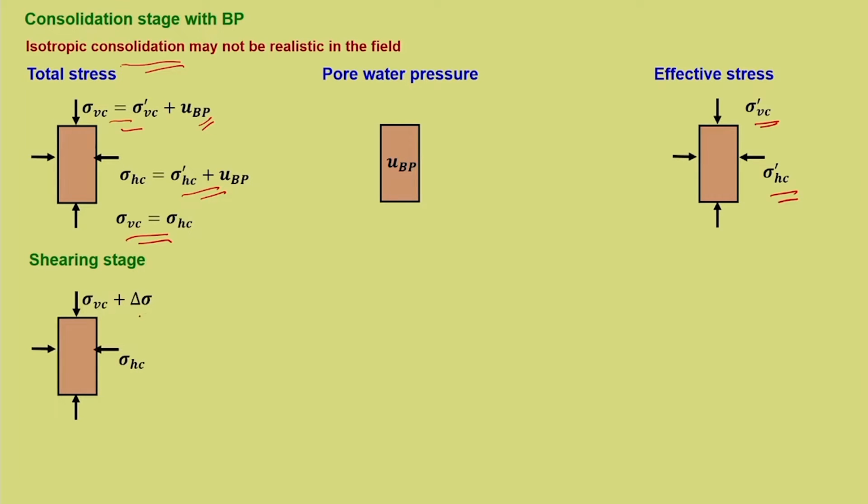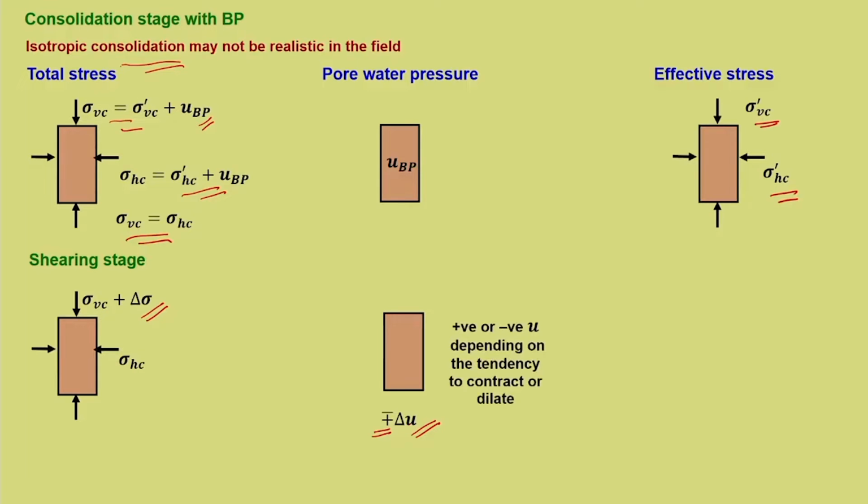So here we are increasing by delta sigma, the stress difference, or whatever is the axial stress which is imparted to the sample, that is delta sigma. Now this results in an increase or decrease, both positive and negative, of pore water pressure during the shearing stage. So during the shearing stage there is either positive or negative pore water pressure. Now why this positive or negative pore water pressure? We can see that it depends on the tendency of the sample to contract or dilate.